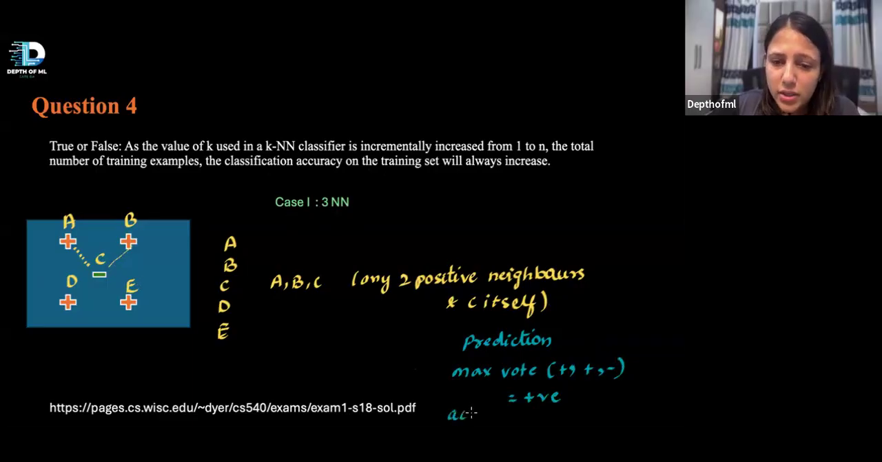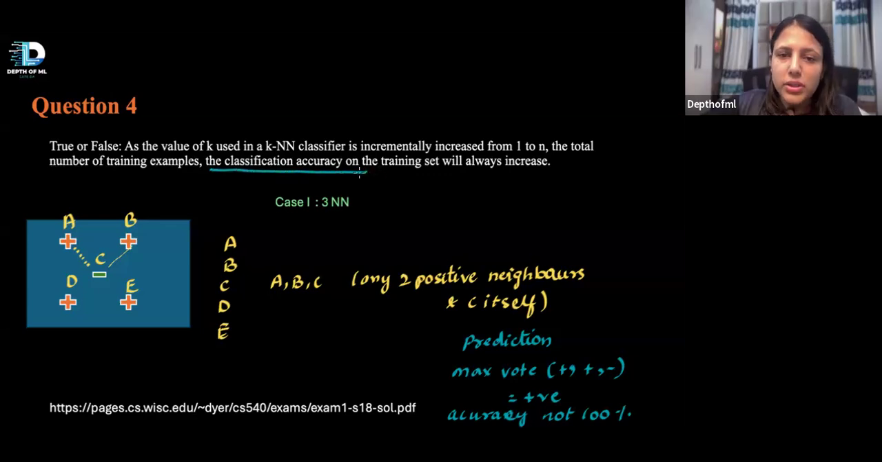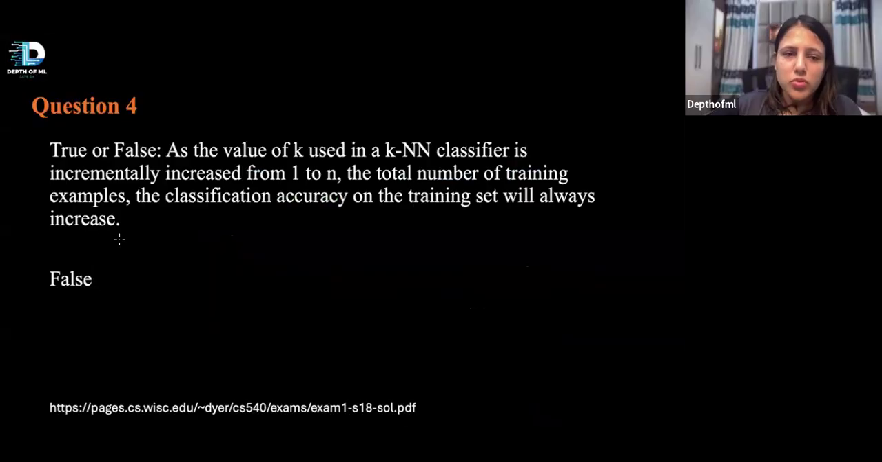So accuracy for sure will decrease, not 100%. And what was the question asking us? That if we increase K from 1 to N, the classification accuracy for the training set will always increase. So is this true or false? This is false, proved by examples.